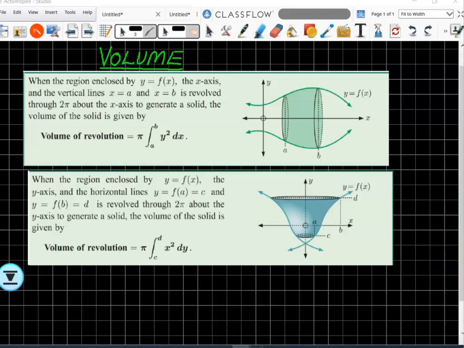So the very last bit is the volume. In order to find the volume of a shape that's being rotated, we're going to use two different formulas, and the formulas vary depending on where we are rotating them about. So this one is clearly rotating about the x-axis. This one we're rotating about the y-axis there, yeah?